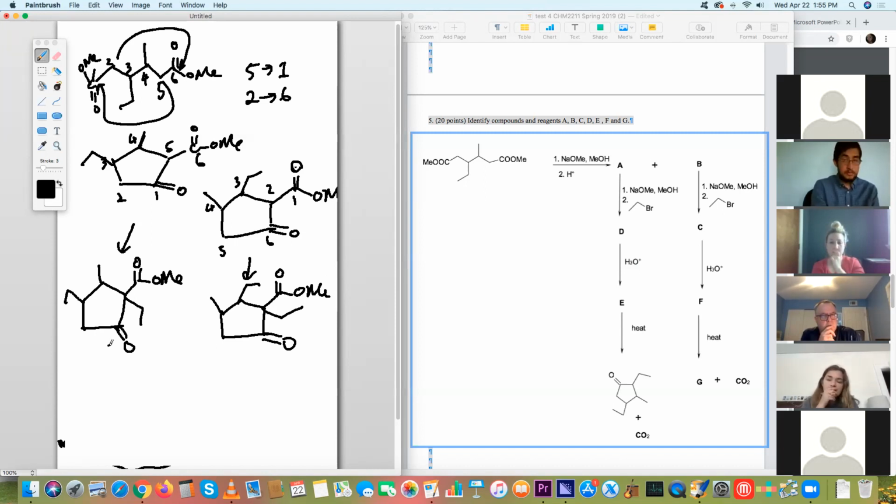Okay, the next step is the hydrolysis step, which just changes the ester group into a carboxylic acid group. Again, this is just what we did previously. So this just turns this into an OH. Everything else stays the same.